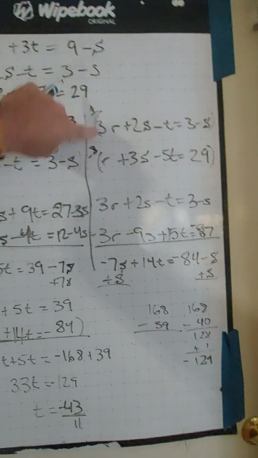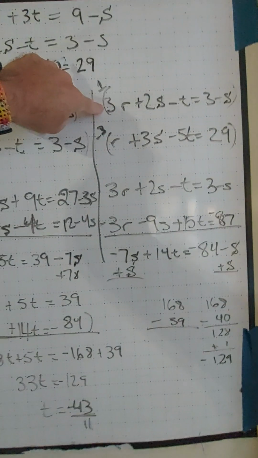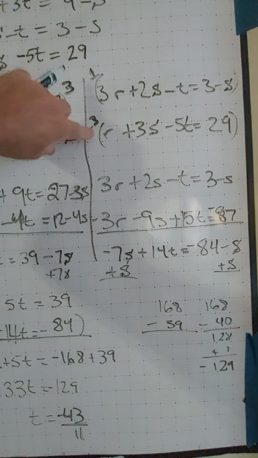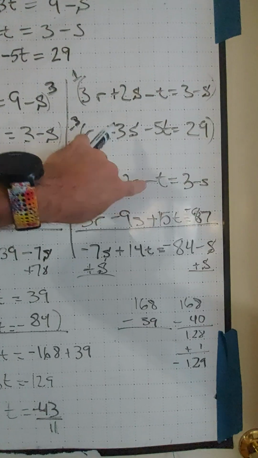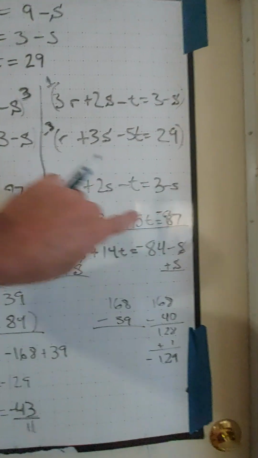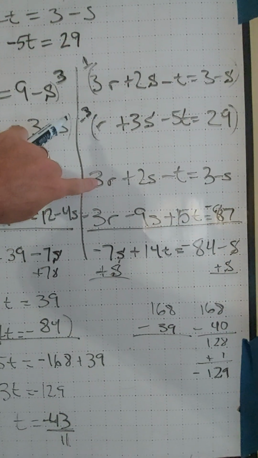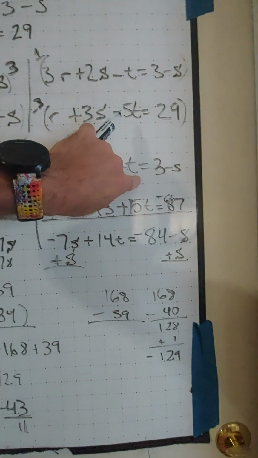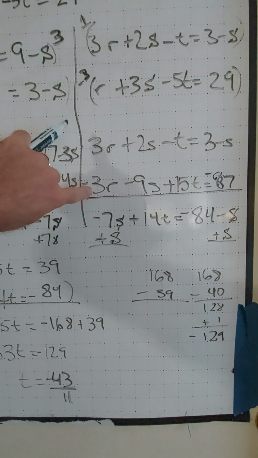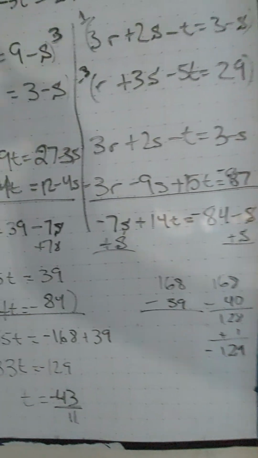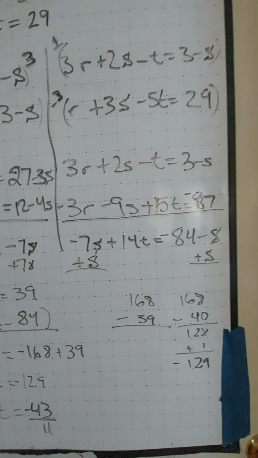This one here, they're the same sign. So you'll notice in this case I multiplied by a negative 3, taking this coefficient and multiplying by the opposite of it. So each of these terms is multiplied by negative 3, which results in the change in signs for this one. This one I'm multiplying by 1, since I want it to be the same. So here I have 3r plus 2s minus t equals 3 minus s, which is exactly the middle equation. And then negative 3 times the third equation gives me negative 3r minus 9s plus 15t equals negative 87.